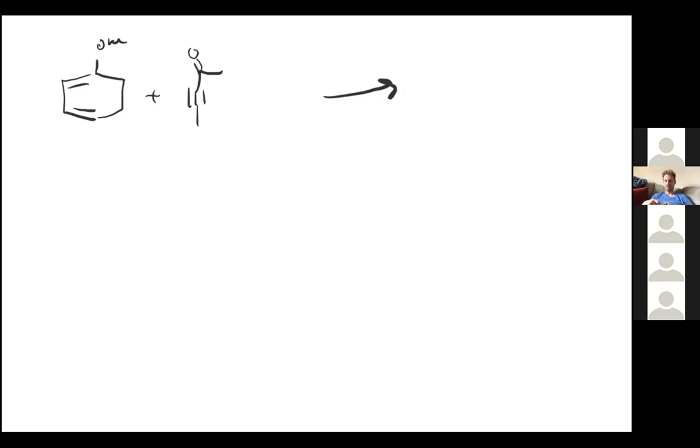Because this one has a triple bond, there'll be no endo and exo. There's just going to be two products, and you're picking one of them.